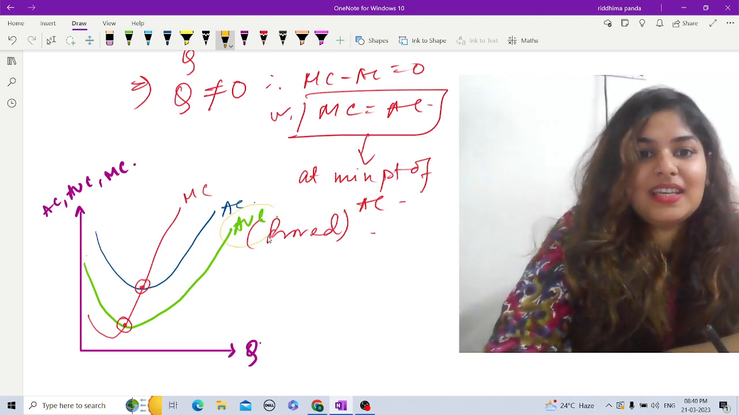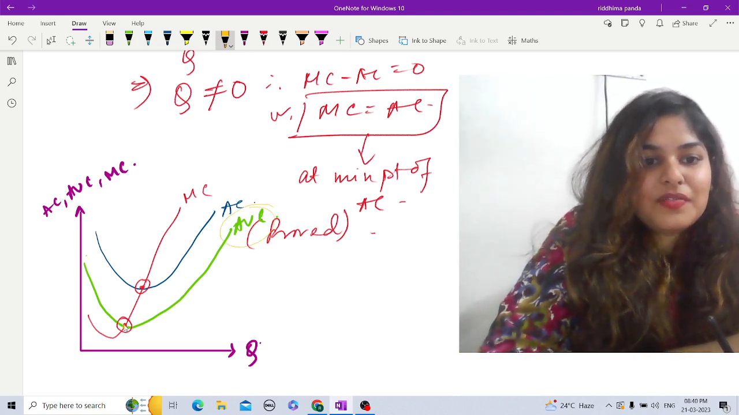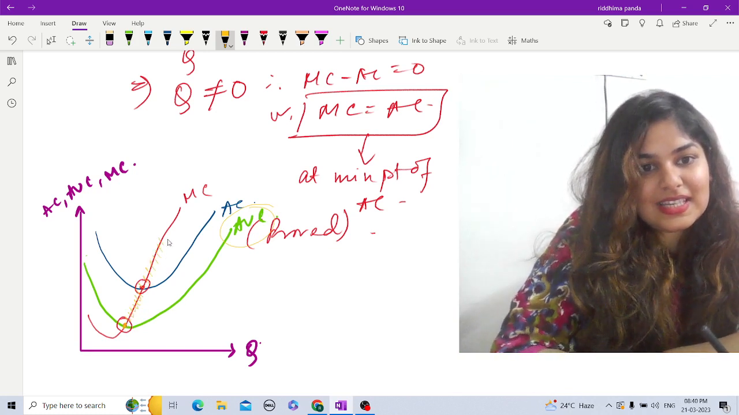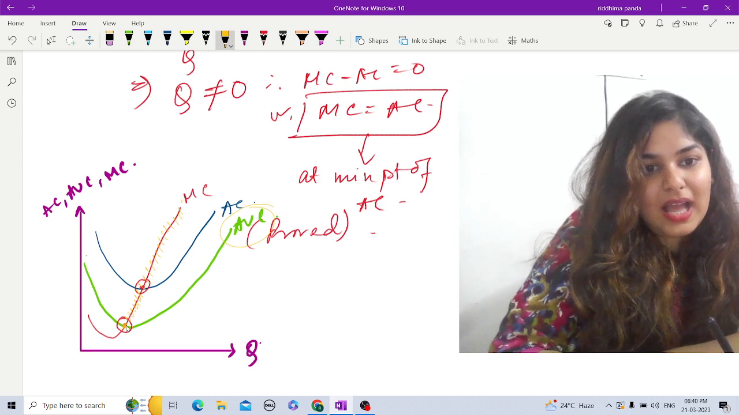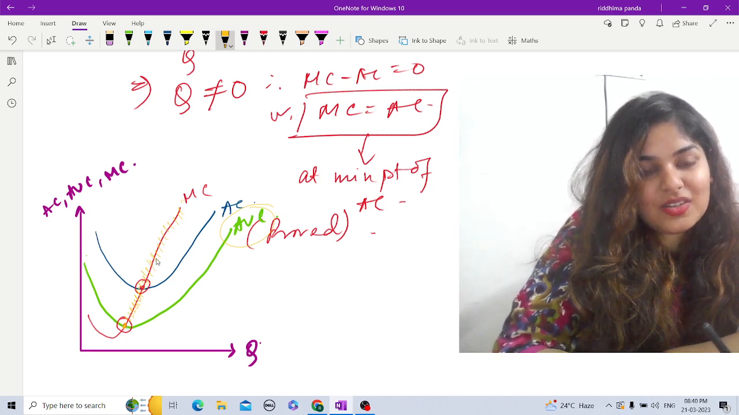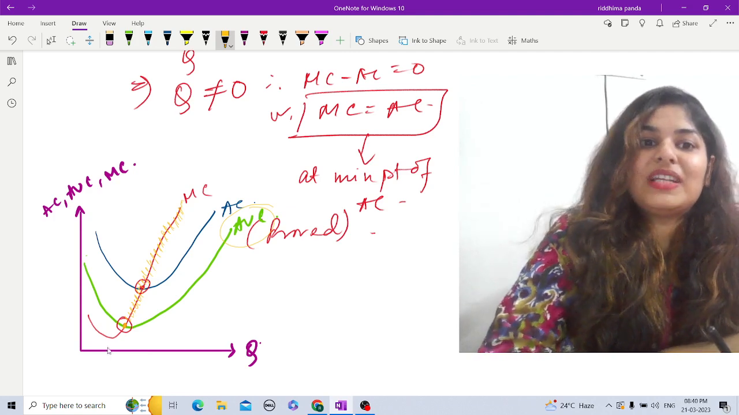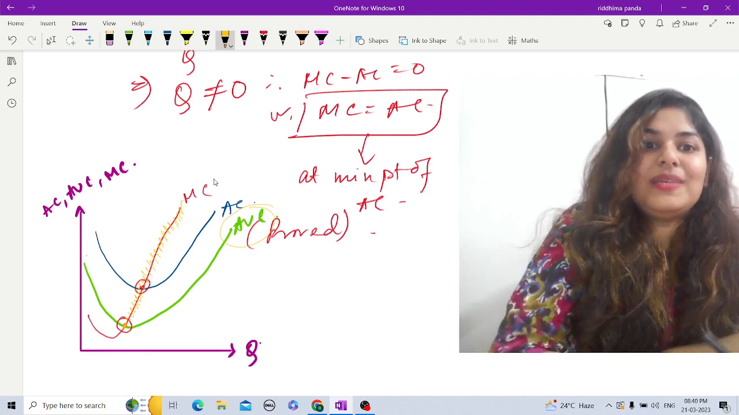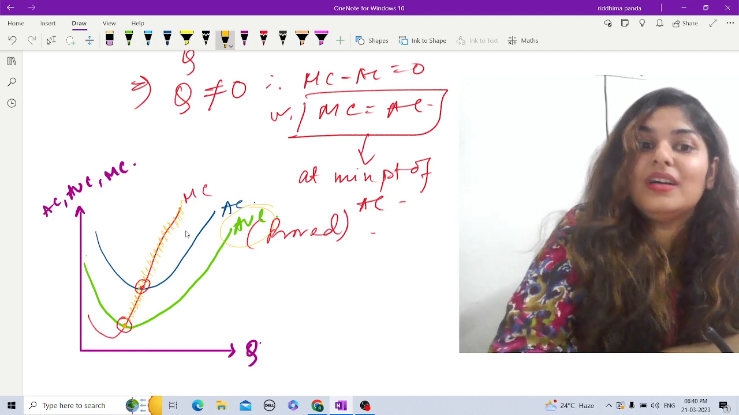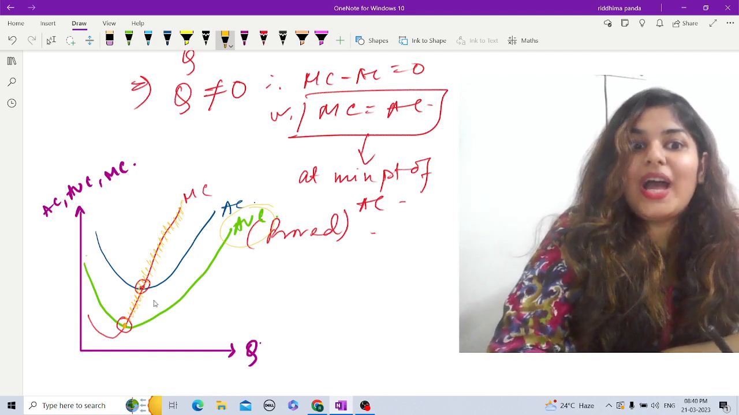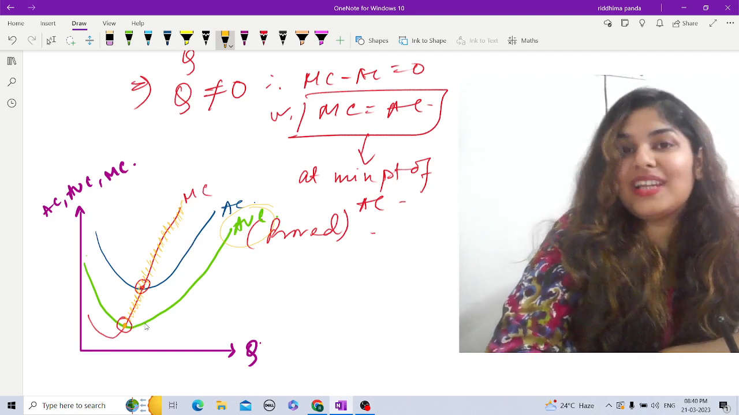So this is AVC. This is the minimum point of AVC. So that means this portion of the MC curve above this point is going to be the short run supply curve of the perfectly competitive firm. So I have to find out the value, and accordingly the minimum price, and accordingly the supply curve.